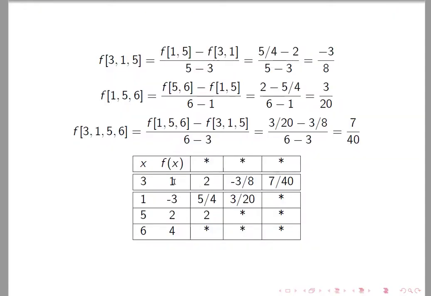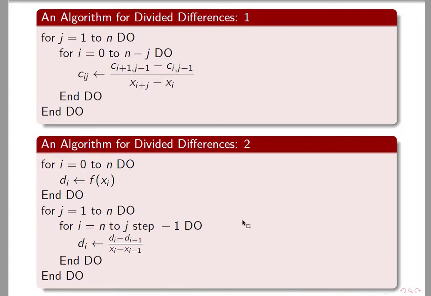That my polynomial then will be 1 plus 2 times (x minus 3) minus 3/8 times (x minus 3)(x minus 1) plus 7/40 (x minus 3)(x minus 1)(x minus 5). Okay.